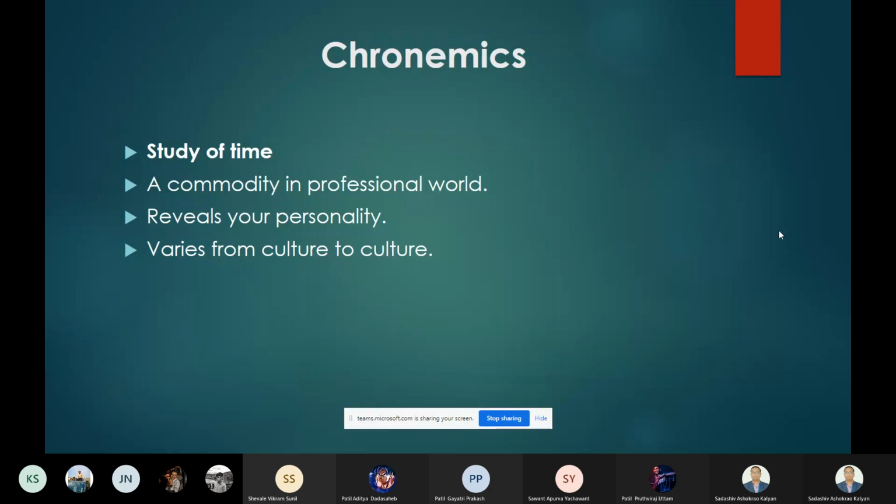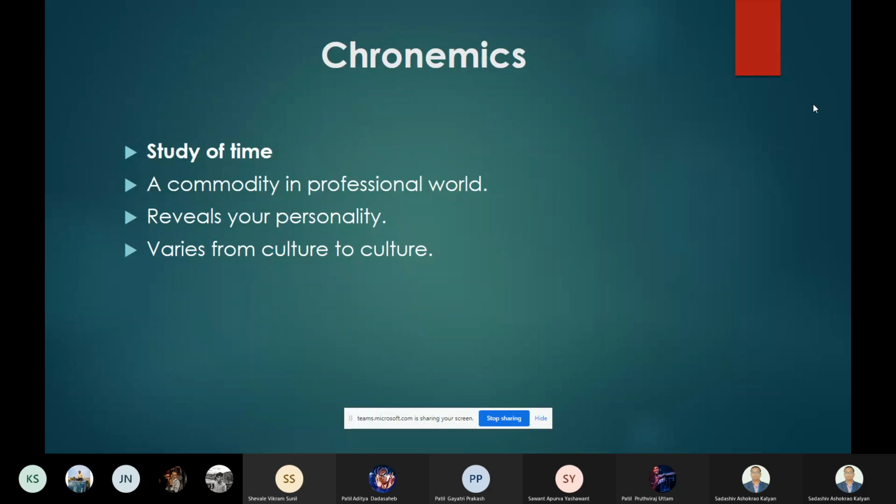Chronomics is how we make proper management of our time, especially when we want to work in the future in any reputed company. While working in that company, it is essential for us to utilize time in a very proper way. Whenever we use our time properly, you are considered a distinguished person in that environment. And how we use our time also shows our personality.